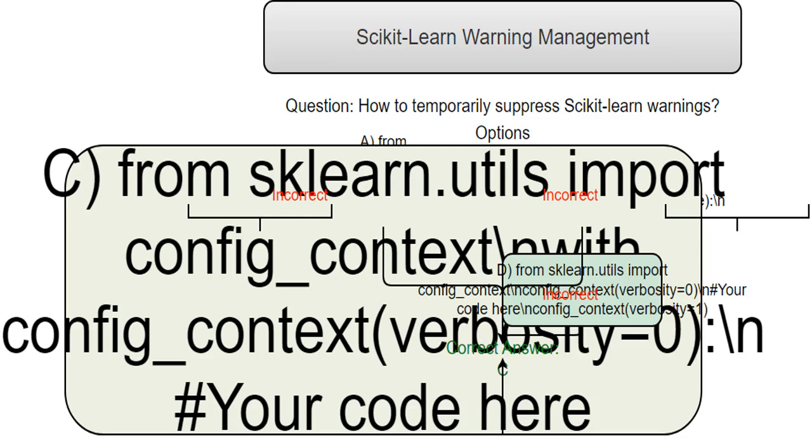This code snippet demonstrates the correct approach. I import the `config_context` function from `sklearn.utils`. Then, I use a `with` statement. Inside the `with` block, I set `verbosity` to 0. This tells sklearn to suppress warnings. When the code exits the `with` block, the verbosity setting automatically reverts to its default value.